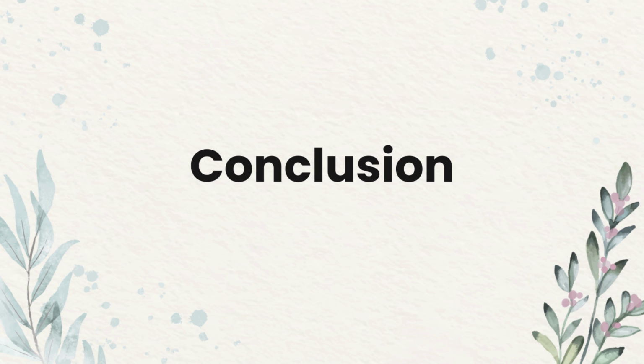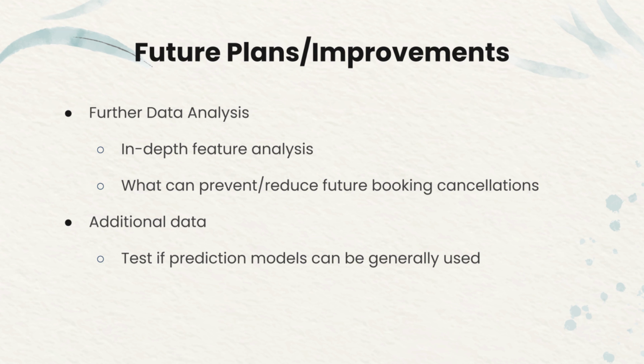Upon some further research, it turns out that my prediction models are very comparable to others that I found on Kaggle, but some future plans or improvements that I could set out to do is more in-depth feature analysis to see what exactly causes booking cancellations or what can be done to prevent future booking cancellations. Also, since the accuracy of the models are so high, it could be worth it to get additional data from hotels all around the world in order to test whether these models are more general or specific.